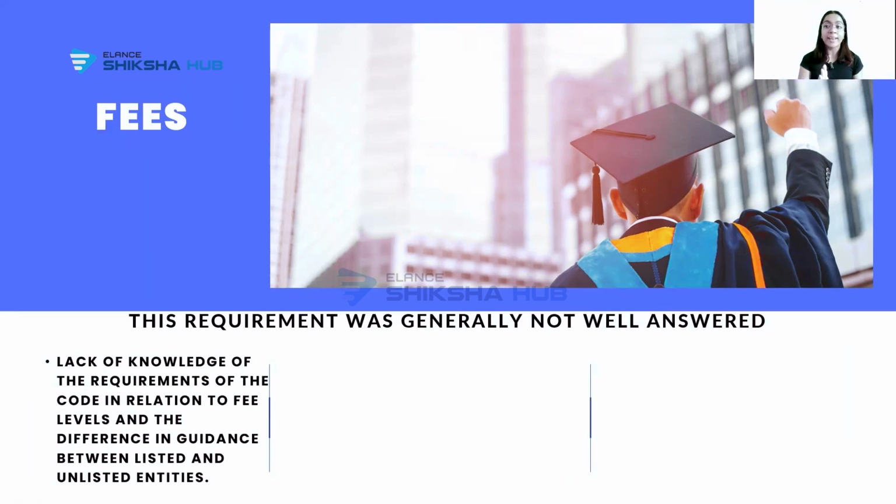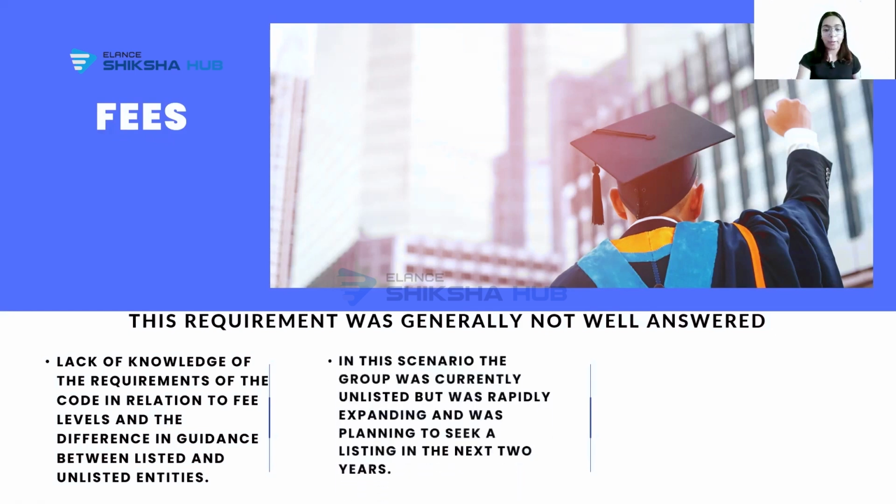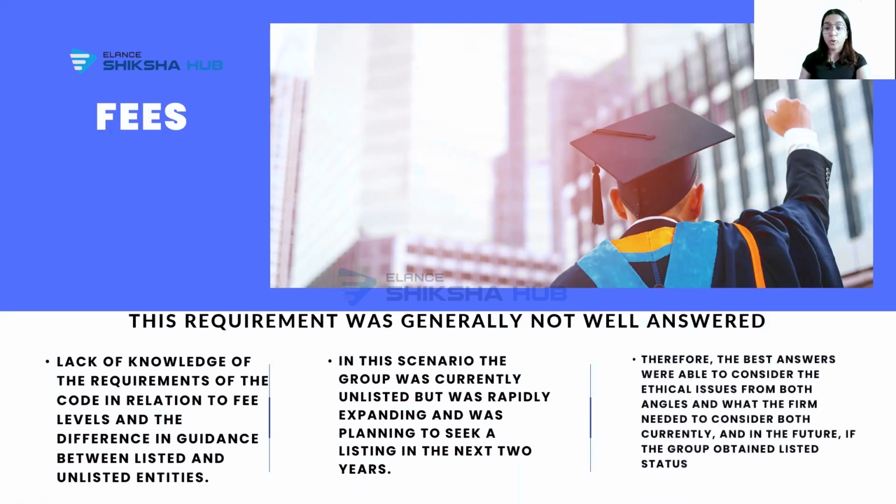You should be very clear with the codes as to these are the rules for listed company, these are the rules for unlisted company. If you are lacking knowledge, just be honest with yourself: do I know everything regarding the rules of listed and unlisted company? Okay. In this scenario, the group was currently unlisted but was rapidly expanding and was planning to seek the listing in the next 2 years.